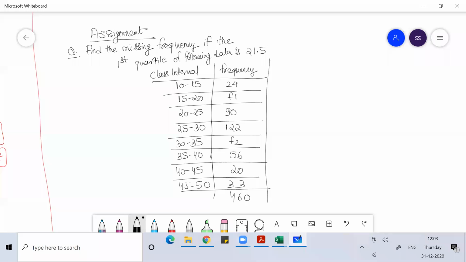Any doubt, anyone? Everyone, please write down this problem. This is your assignment. You have to find the missing frequency if the first quartile of the following data is 21.5. This is your class interval given, and this is the frequency given. I'll upload the answer for this problem in 2-3 hours on my YouTube channel. Whenever you get time, you can solve this problem and check your answer against the one I explain in the video.